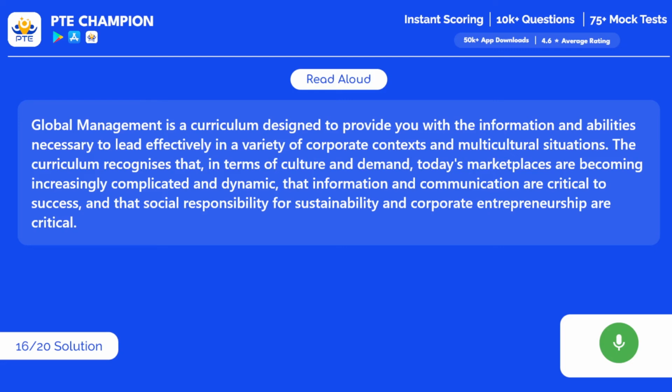Global management is a curriculum designed to provide you with the information and abilities necessary to lead effectively in a variety of corporate contexts and multicultural situations. The curriculum recognizes that, in terms of culture and demand, today's marketplaces are becoming increasingly complicated and dynamic, that information and communication are critical to success, and that social responsibility for sustainability and corporate entrepreneurship are critical.